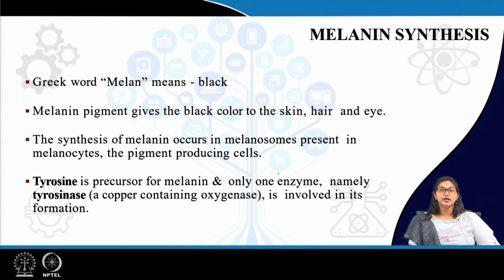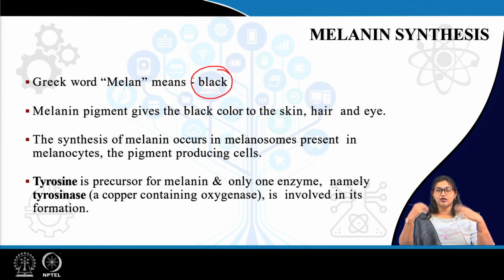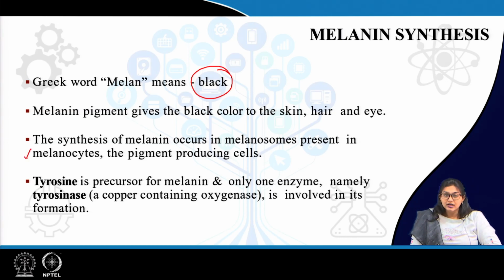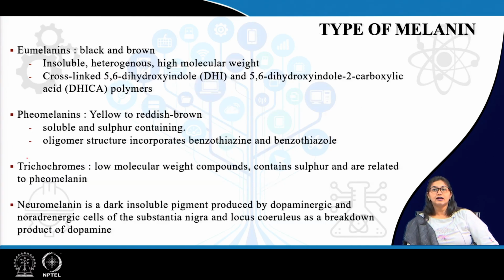Then we are moving on to the pigment, melanin synthesis. Now, the term melanin actually originated from the Greek word melan, which stands for black, because melanin pigment gives the black color to our skin, hair, eye. All the black colors are basically due to melanin pigment accumulation. Now, the synthesis of melanin is from tyrosine, and occurs in melanosomes, which are present in the cells called melanocytes. So, these are the melanin synthesizing cells. Definitely tyrosine is the precursor molecule and the important enzyme is known as tyrosinase. So, let us see how melanin is synthesized.